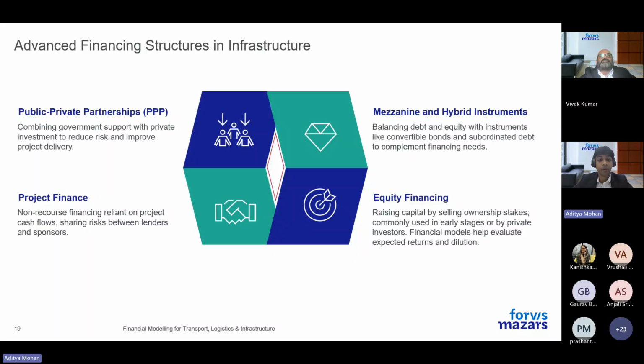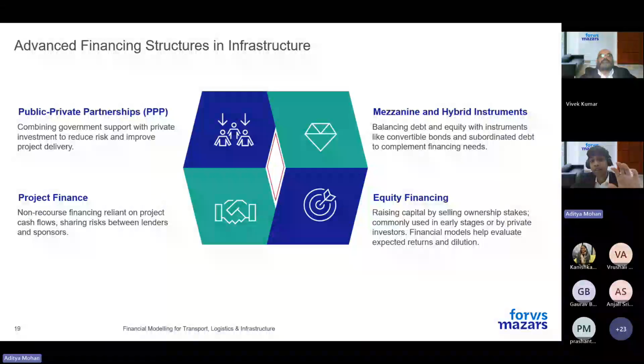The next one would be project finance. Over here, banks lend not to the company but to the project. And cash flows from the project are the only source of their repayment. This is common in roads, airports, and logistics parks. Over here, your DSCR becomes the most critical number.